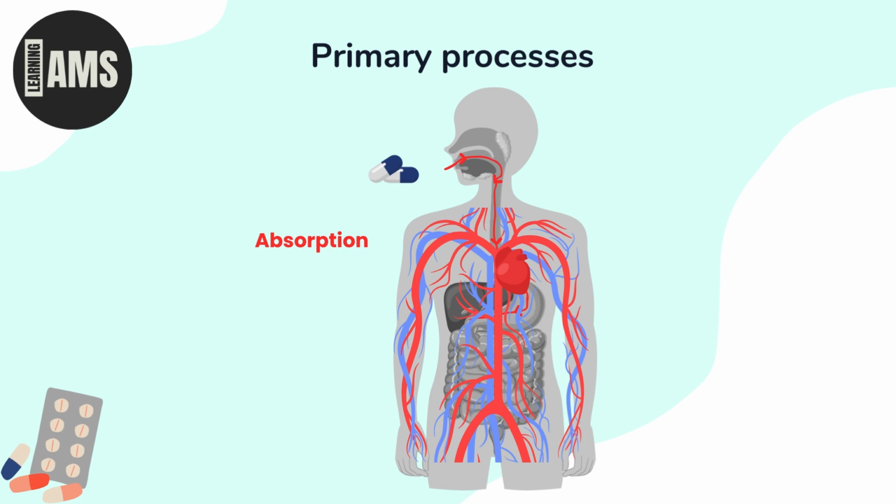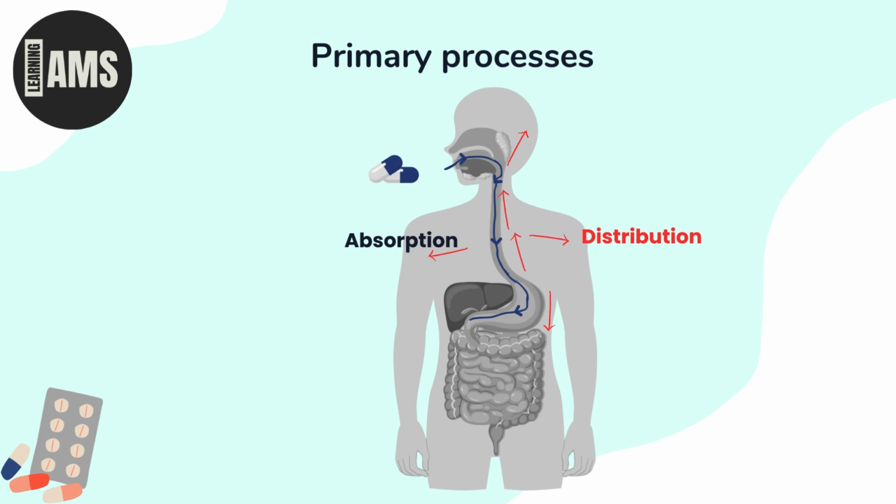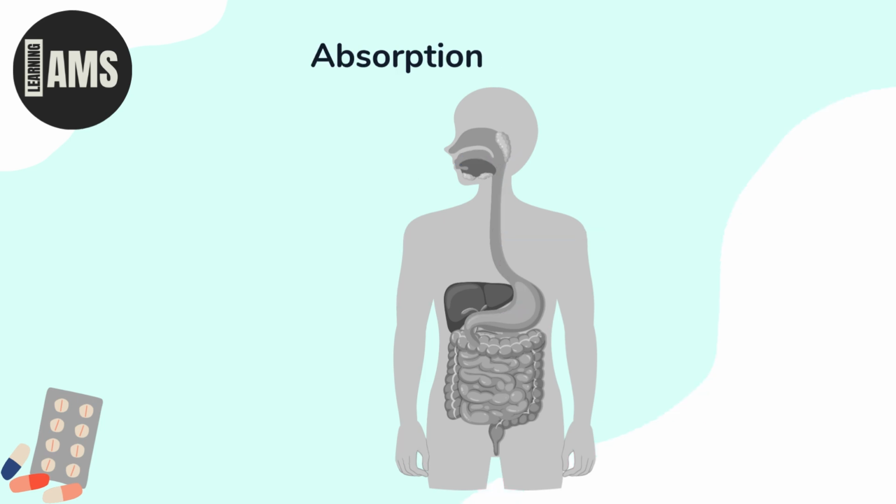It involves four main processes. Firstly, absorption. Absorption studies how the drug enters into the bloodstream. Secondly, it is called distribution. Distribution is the process by which the drug goes throughout the fluids and tissues of the body. Another process is called metabolism. It is the process by which these absorbed drugs break down in the body. Lastly, it is called excretion. It is the process by which the drug leaves the body.